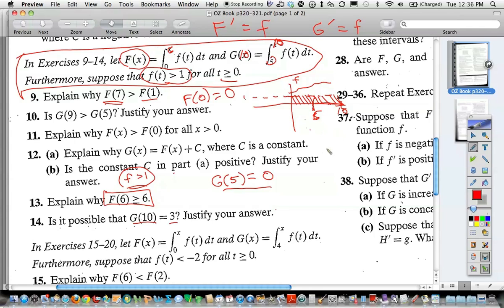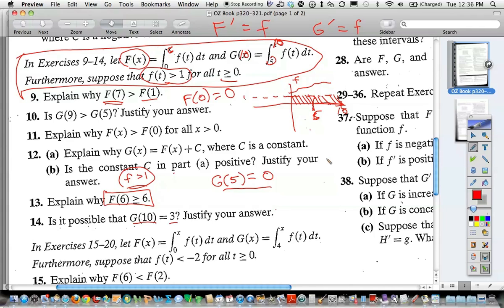I think I see where we're going with that. If the little f graph is always up here above 1, how can the area at 5 be 0? Well, that's because, yeah, that's right.